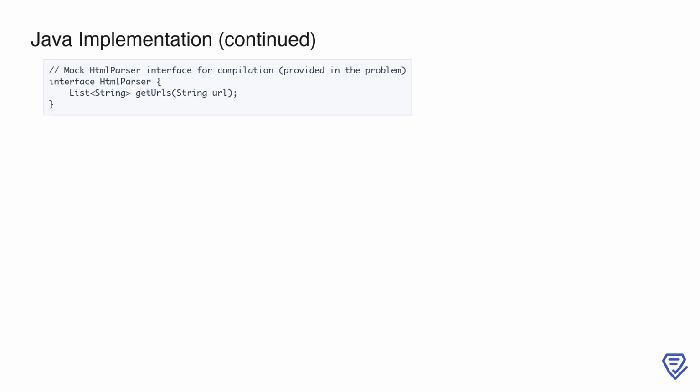Finally, the problem specifies a mock interface called HTML parser, which we include here to ensure the code compiles correctly. The HTML parser interface defines a single method, getURLs, which takes a URL as input and returns a list of strings representing all the URLs found on that page. This interface is assumed to be implemented externally, as it's provided in the problem description.